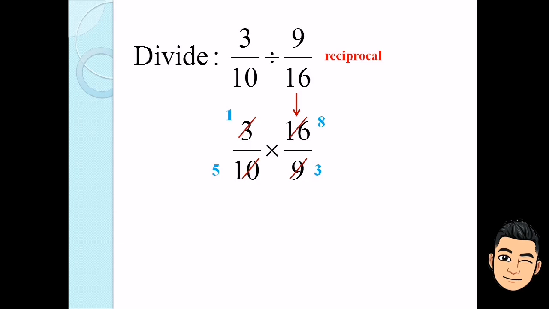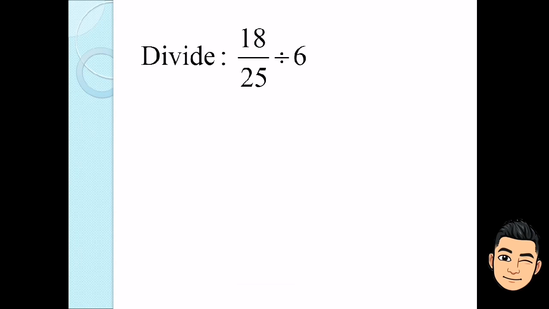Kapag wala na tayong makancel, we just multiply numerator and numerator, denominator and denominator. 1 times 8 is 8, 5 times 3 is 15. Therefore, our answer is 8/15. Nakasunod ba? Magaling. Another example, 18/25 divided by 6.